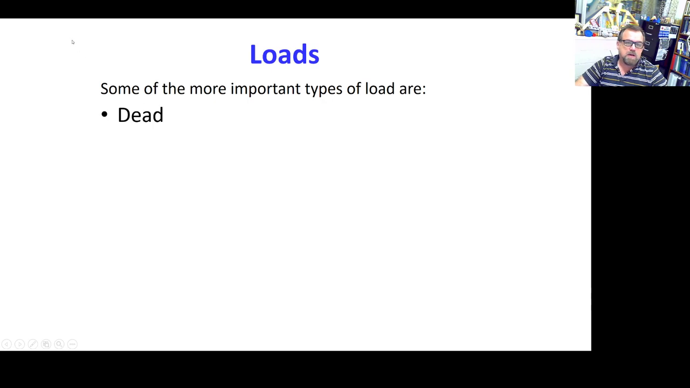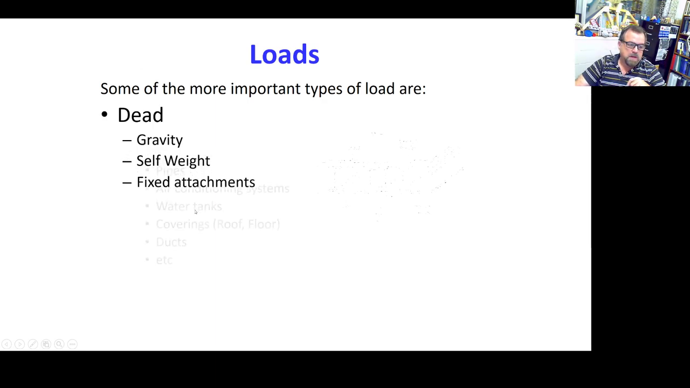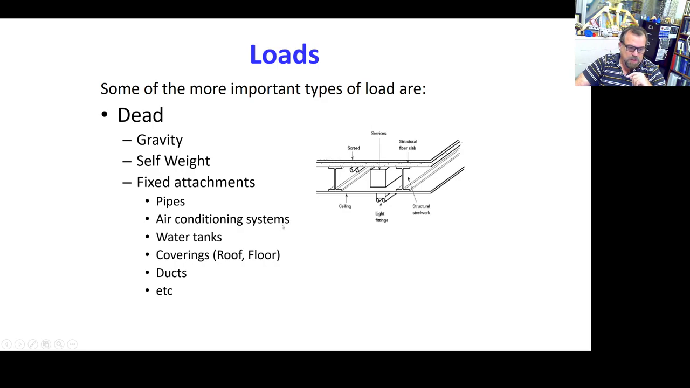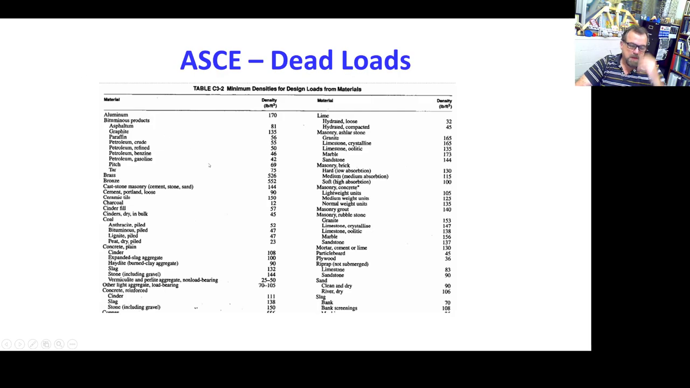Dead loads are gravity type loads and refer to the self-weight of the elements and everything that is attached to the structure. For example, pipes, air conditioning system, water tanks, coverings, roofs, ducts, everything that is permanently attached to the structure, walls, if the walls are not movable and they are going to be there during the life of the structure, those are called dead loads.